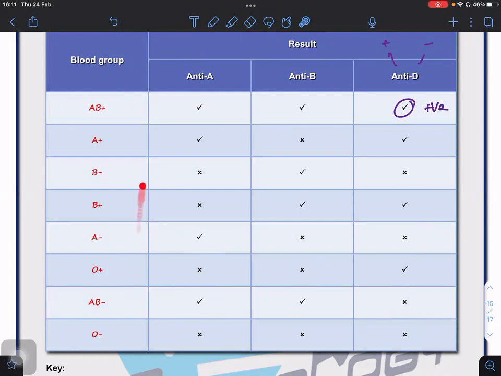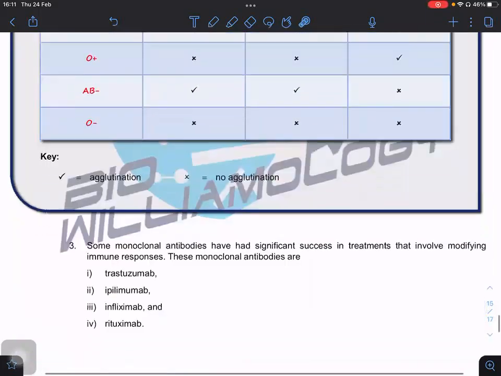Among all of them, which one is a universal donor? A universal donor, we say O, but O positive is not really a universal donor compared to O negative. O negative is the universal donor. Basically, at the surface of the red blood cells, they don't have antigen A, they don't have antigen B, and they don't have antigen D, which is the rhesus antigen.